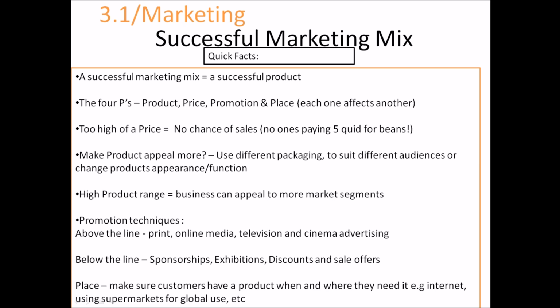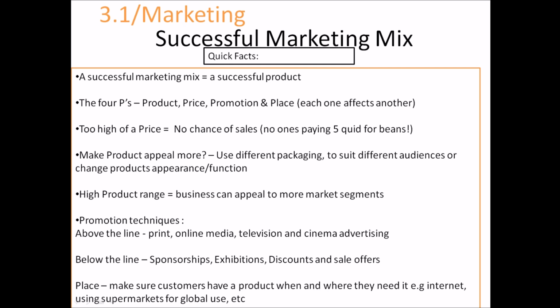Heinz literally they can charge a higher price than other brands, but if they decided to hike it all the way to £5, no matter what the quality, no one's going to pay that much for baked beans. So you've got to keep the price balanced. That's my point there. You can make products appeal more by using different packaging to suit different audiences, or change the product's appearance and function.